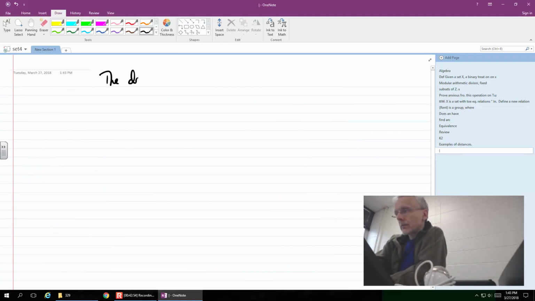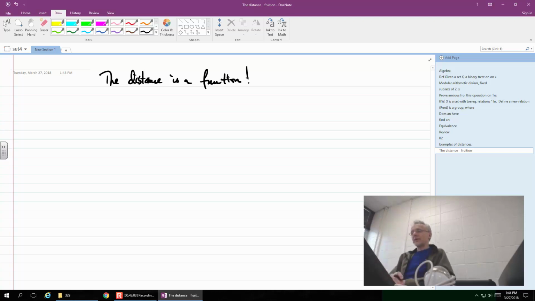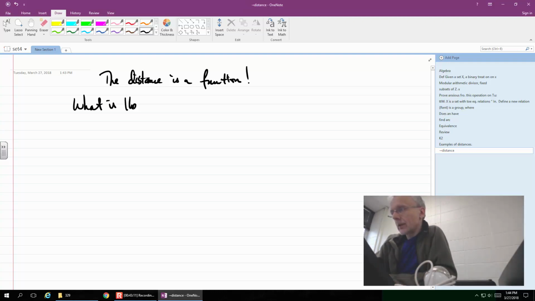Okay, so that's the number one realization: the distance is a function. Okay, so if we realize it's a function, we have to explain what its domain and codomain are. So what is the domain? So once again, a function. So suppose distance where?